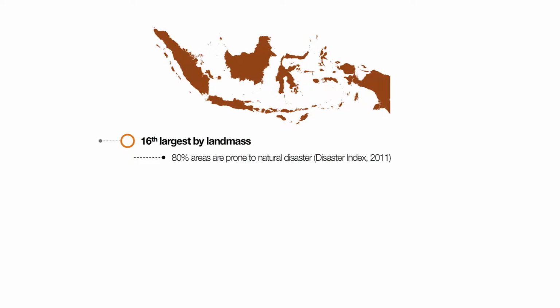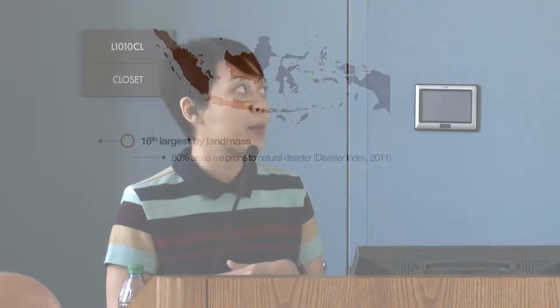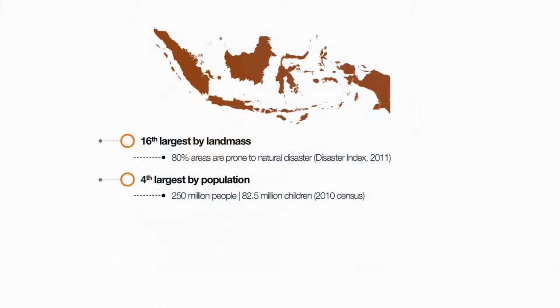So this is a little bit about Indonesia. Indonesia is only the 16th largest by landmass, but unfortunately, 80% of our areas are prone to natural disaster. Lucky us. We are the 4th largest by population, which means we have more than 250 million people, about a third of them are children.